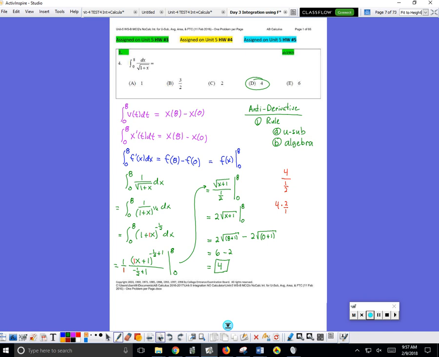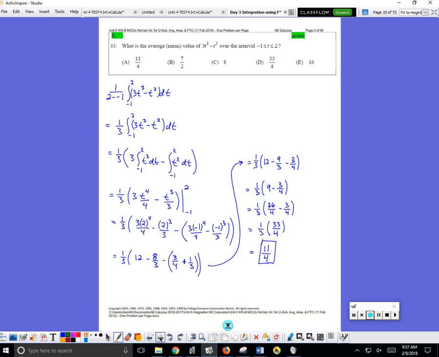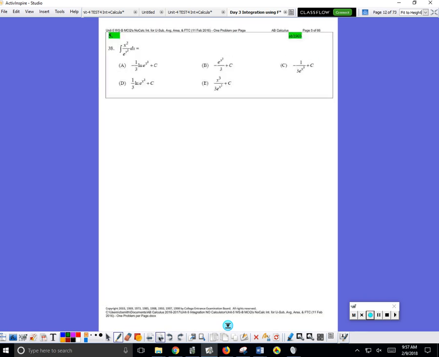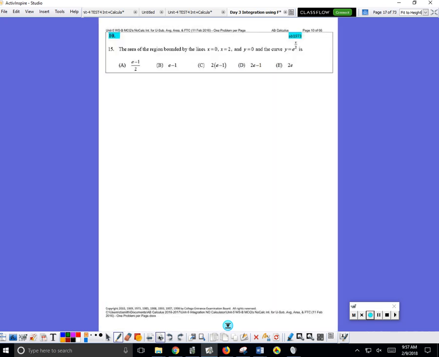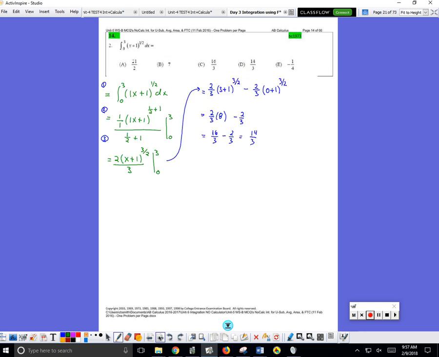So in your notebook, you're going to work problem number 14, go. In your notebook, work problem 14, go. In your notebook, work problem 14.